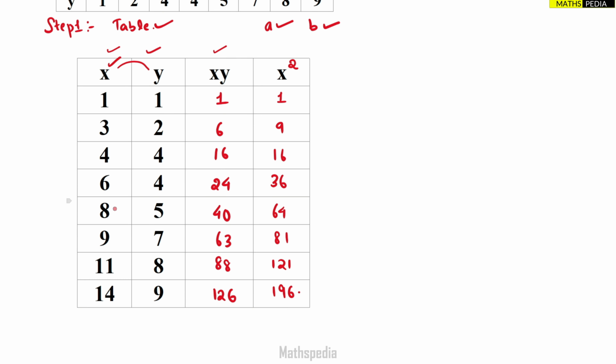Now, after writing all four columns of values, we have to take the summation of each column. What is the summation of x here? Add the entire first column, and you will get 56. Next, the summation of y, the second column: adding all those, you will get 40. Next, the third column, xy: adding all those, you will get 364. Next, x square, which gives 524.